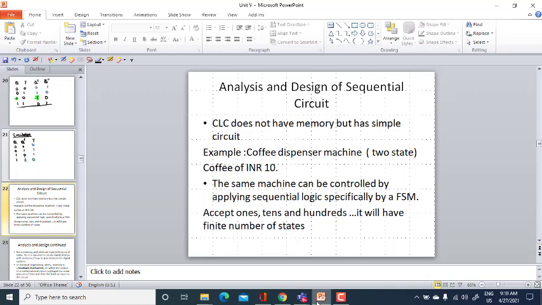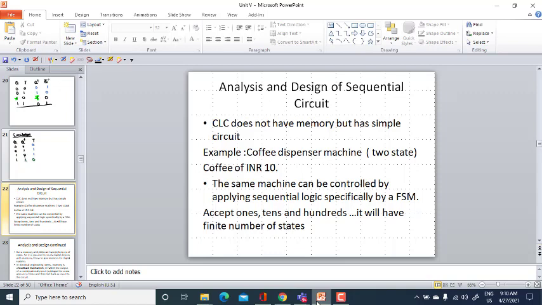For example, assume that you have a coffee dispenser machine in a campus building. So you have only two states, either 0 or 1. For example, if the coffee is rupees 10, and you give rupees 10 into the coffee dispenser machine, it will give the coffee. If the input is less than 10, for example 5 rupees, it won't provide your coffee. It will reject the input and give back your 5 rupees to you. So you have only two states here for the coffee dispenser machine.